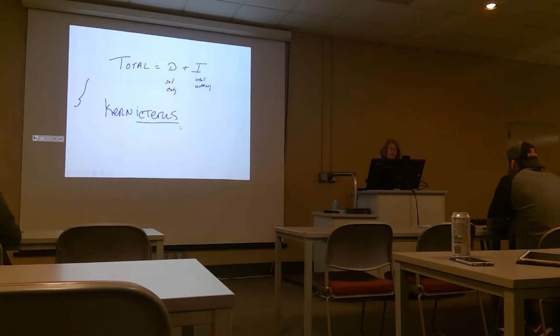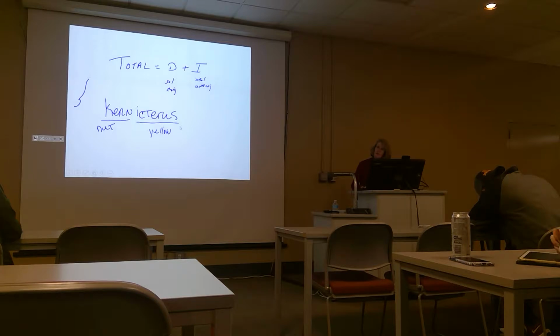But the reason I say that is kern means nut, or kernel, like your brain, and icterus actually means yellow. So kernicterus is the deposit of bilirubin in the gray matter of your brain in an infant, which causes brain damage. And you said it's greater than 20 milligrams? Yeah, so the book said greater than 20 for sure.